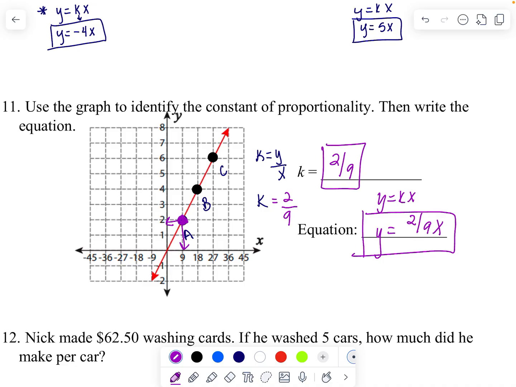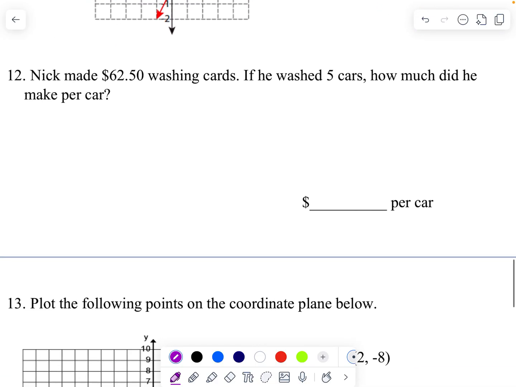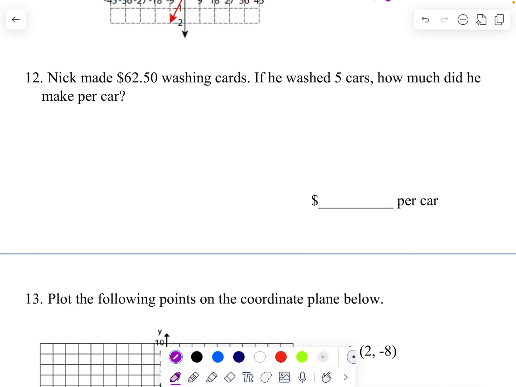That's it. Okay, while I was gone, you guys did examples of unit rate. This was in another example. It says Nick made $62.50 washing, it's supposed to say cars, not cards. If he washed 5 cars, how much did he make per car? Okay, so the question is asking how much, so this is money, did he make per car? So they want money on top.